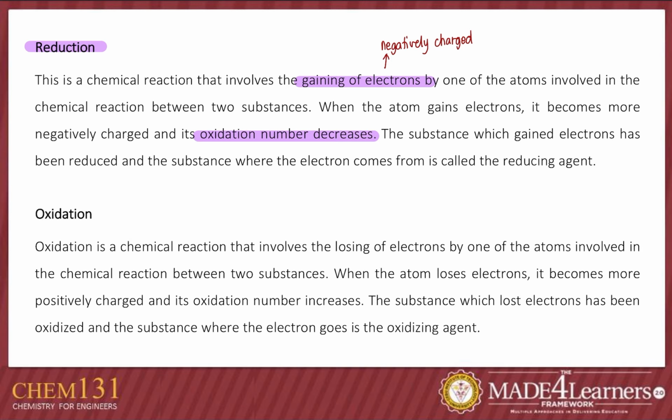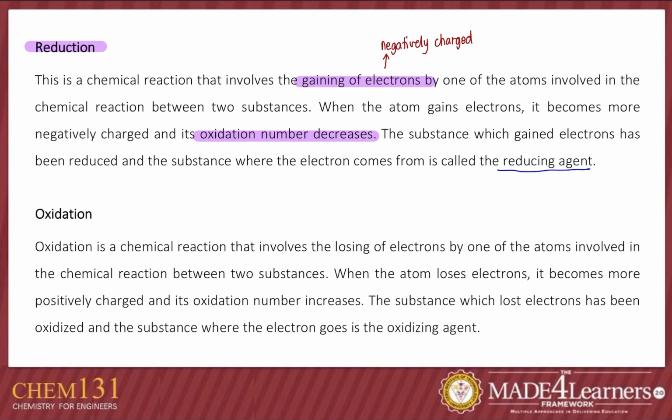So the substance which gained electrons has been reduced, and the substance where the electron comes from is called the reducing agent. So we will discuss this later. Why is it, and where is the reducing agent?